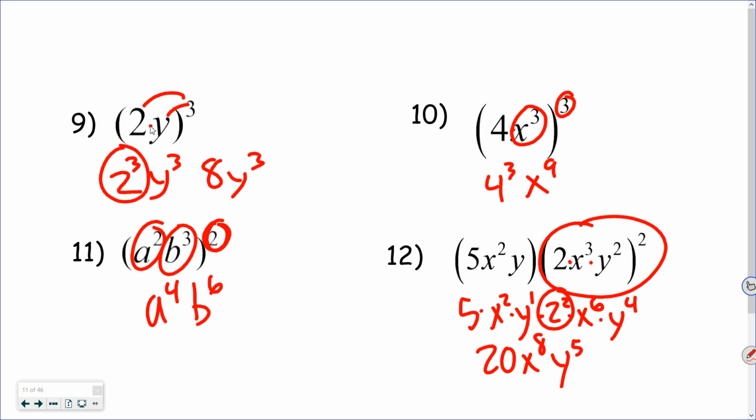So that's combining a couple different rules. But just remember, if you have parentheses, the power on the outside, as long as you're multiplying or dividing on the inside, that power applies to everything on the inside.